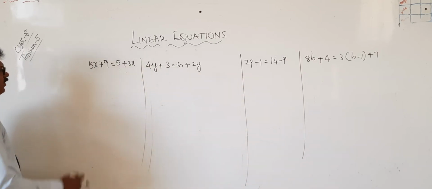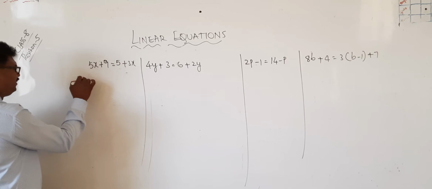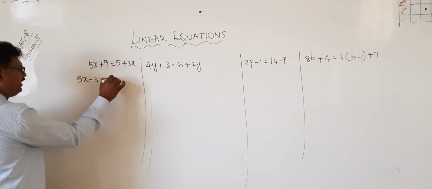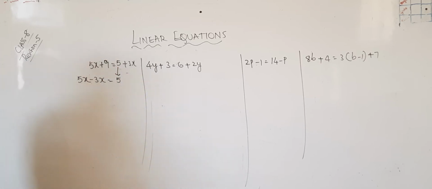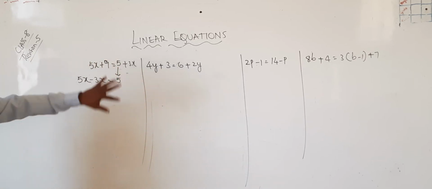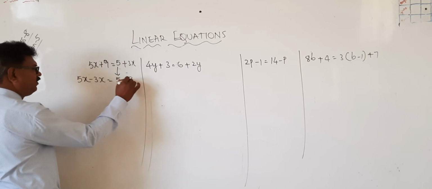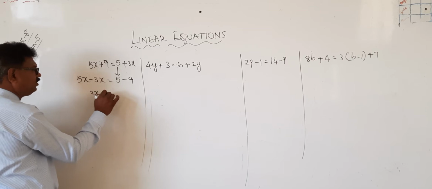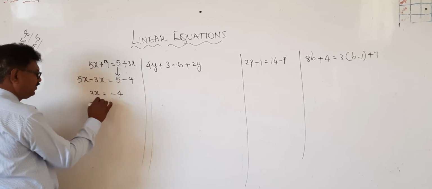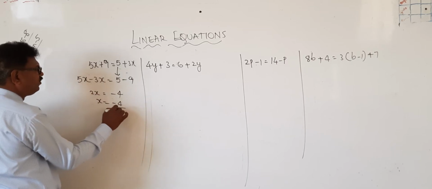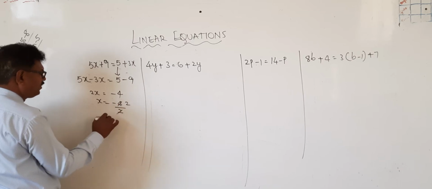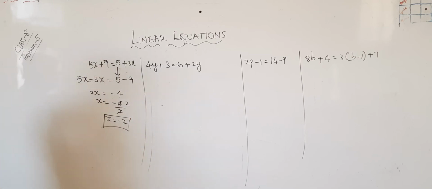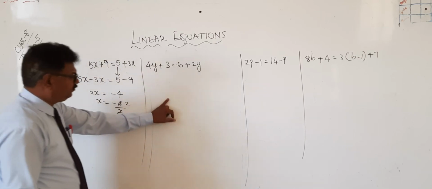Okay? Very simple. Now 3x, if it comes here, becomes minus 3x. Already 5 is there. Now plus 9, if it comes here, becomes minus 9. 5x minus 3x is 2x, equal to minus 4. Therefore x is equal to minus 4 divided by 2. Therefore the answer is x equal to minus 2.